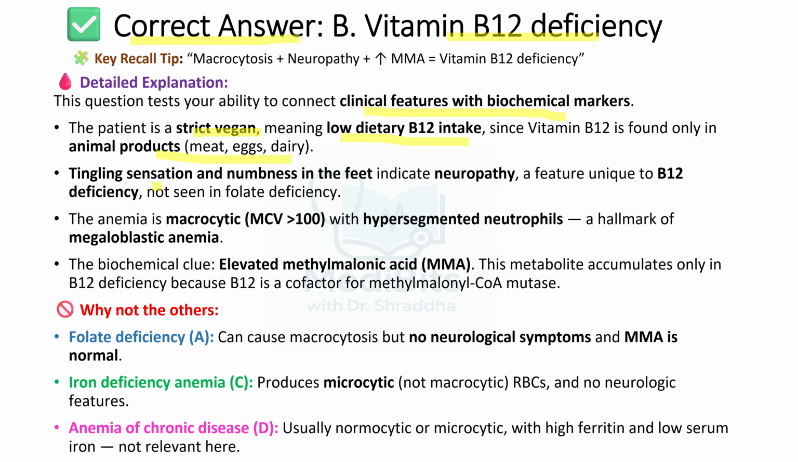Tingling sensation and numbness in the feet indicate neuropathy, which is a feature unique to B12 deficiency and not seen in folate deficiency. Anemia is macrocytic because MCV is greater than 100 with hypersegmented neutrophils, which is a hallmark of megaloblastic anemia. The biochemical clue lies in elevated methylmalonic acid. This metabolite accumulates only in B12 deficiency because B12 is a cofactor for methylmalonyl coenzyme A mutase.